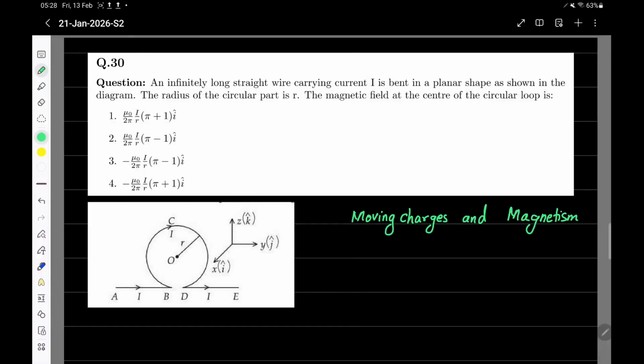Hello students, today we are solving a question on moving charges and magnetism. This question has appeared in the 21st January shift 2 of JEE Mains 2026. I am reading the question.